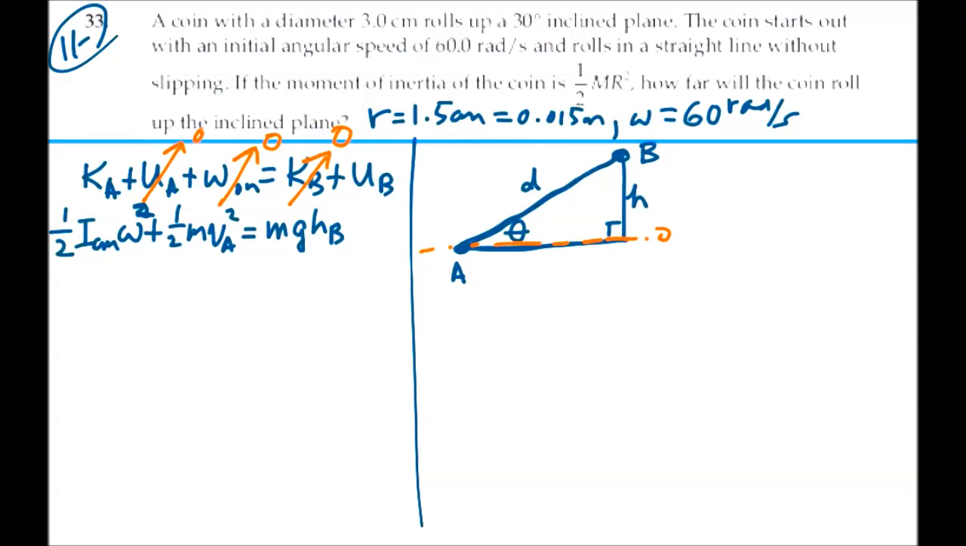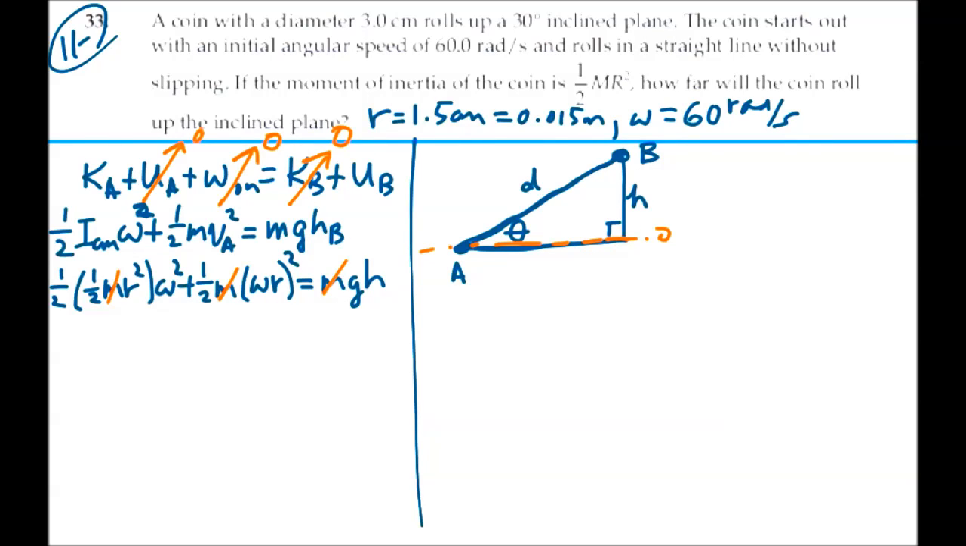So we have 1/2 times the moment of inertia about the center of mass, which is 1/2 mr squared, times the angular velocity squared, plus 1/2 m. Now the linear velocity at A is going to be the angular velocity times the radius. That squared is going to equal mg h. I have an m term in all of these, so if we divide both sides of the equals by m, we can get rid of the m's.